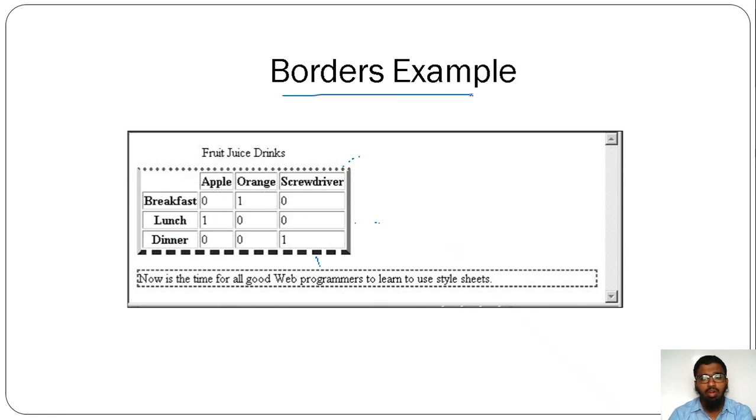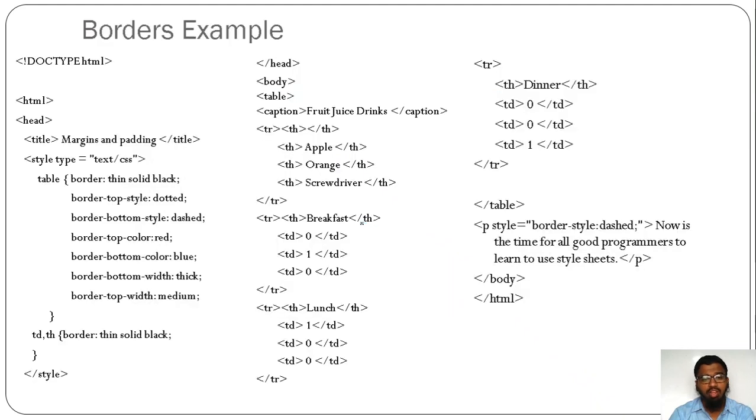So here the border example is fruit juice. This is a caption, and we have given apple, orange, screwdriver, breakfast, lunch, dinner, as sample data. How do we create this, and how do we give this dashed line and dotted line? So here is the code for that.